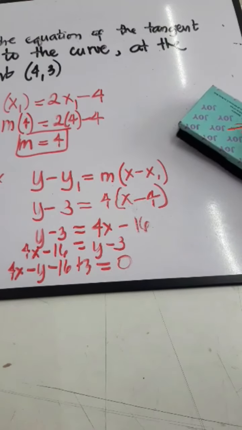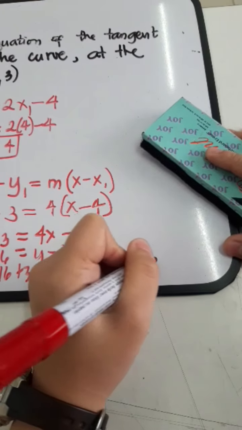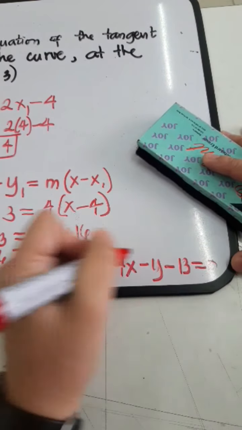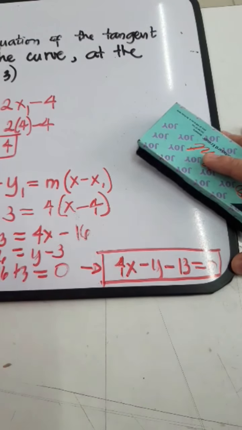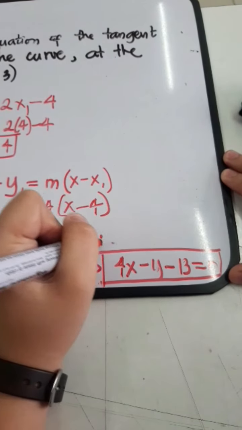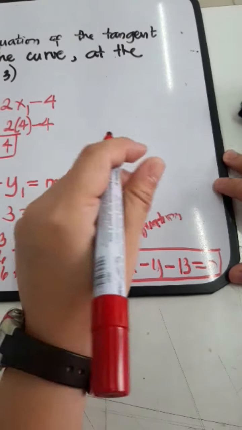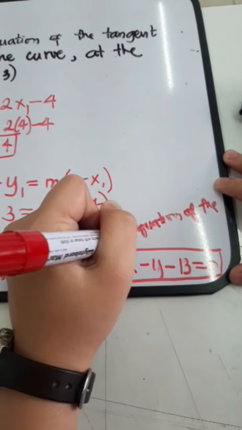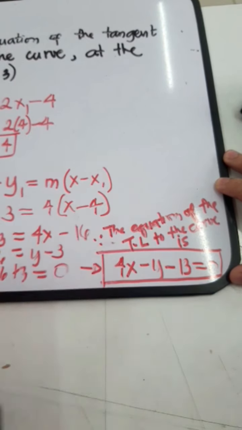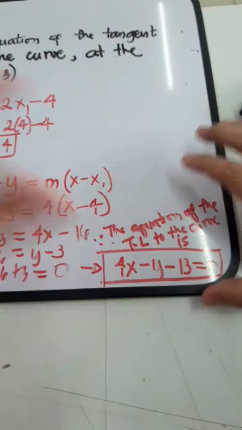so, ani. Diba? So, we have this equation 4x minus y, negative 16 plus 3 is negative 13 equals 0. So now this is the equation of the tangent line. So, tanga na to og remarks. No? Therefore, the equation of the tangent line to the curve is 4x minus y minus 13 is equal to 0. So now we have the equation of the tangent line.